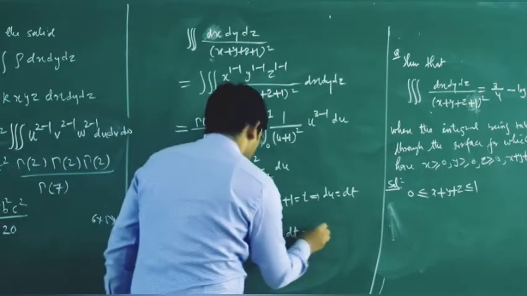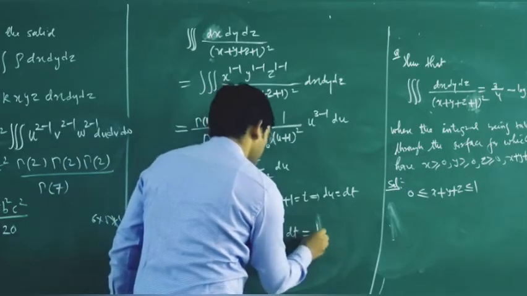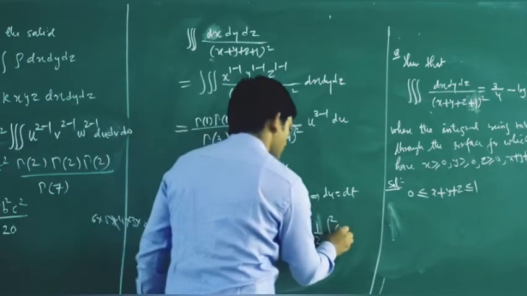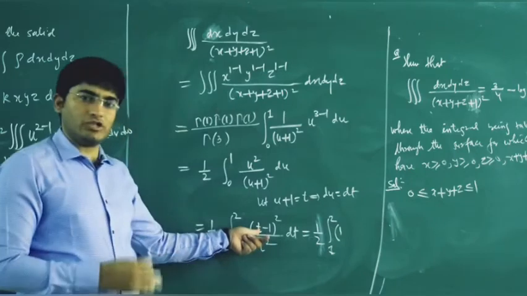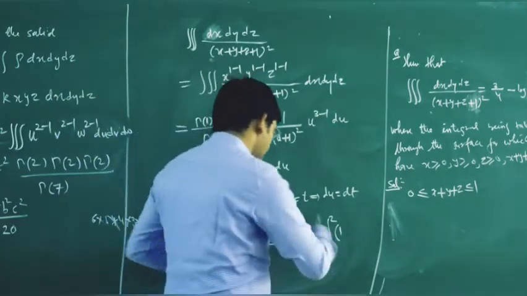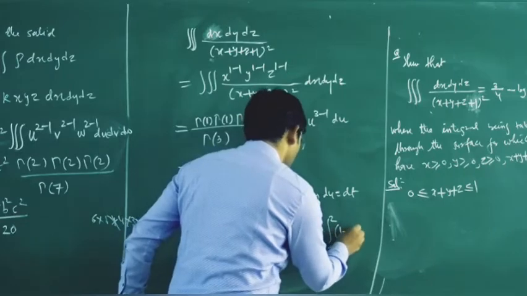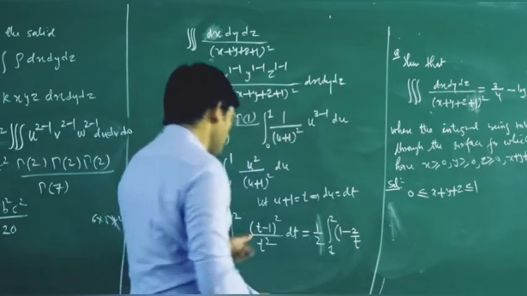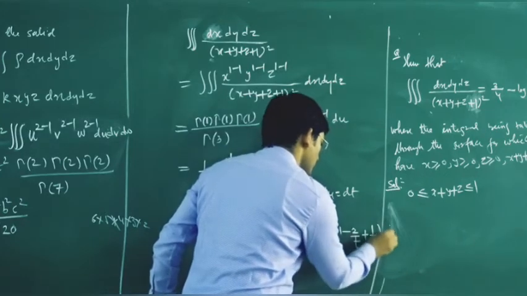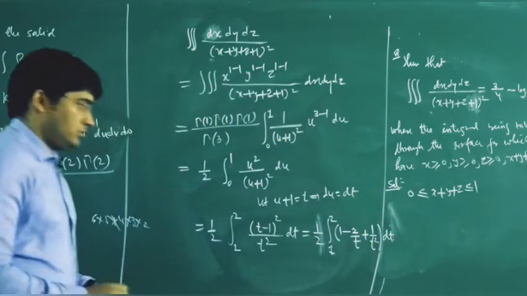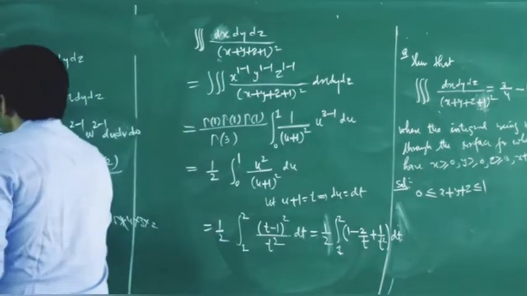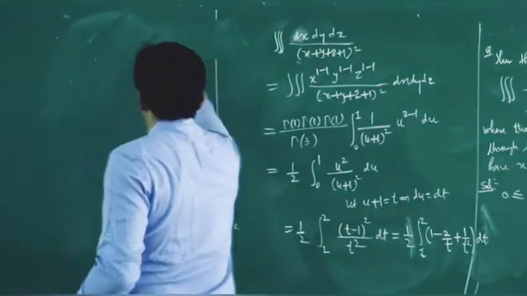So this is equal to 1 by 2 integral 1 to 2. Then this will be (a minus b) whole square, so we have 1. a square means t square divided by t square. So this is 1, then minus 2ab, so we will have minus 2 upon t plus 1 upon t square. So this is the integral. Now let us integrate this one.